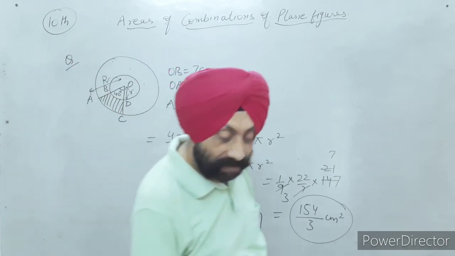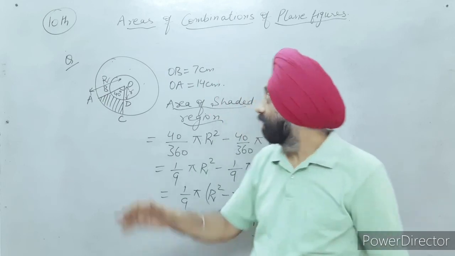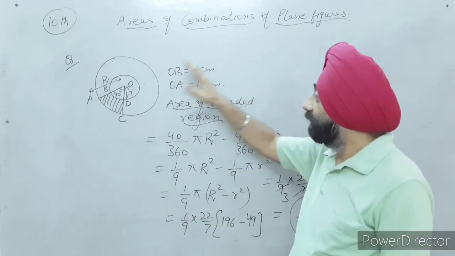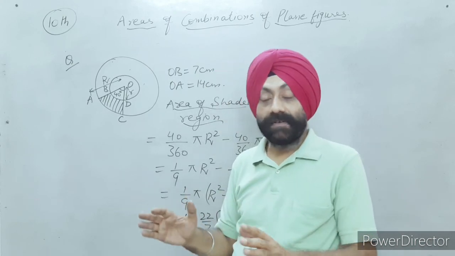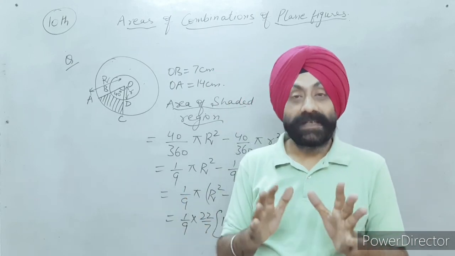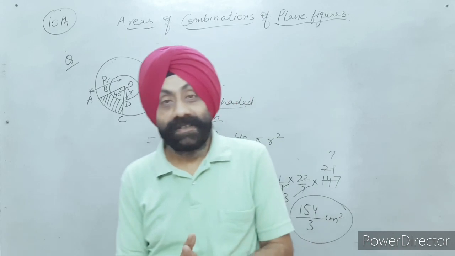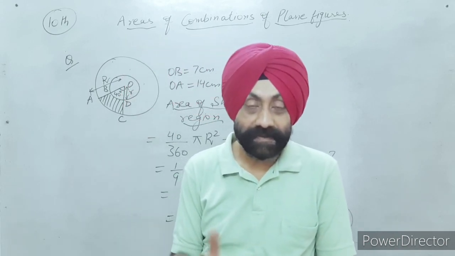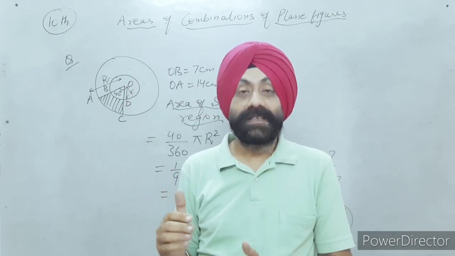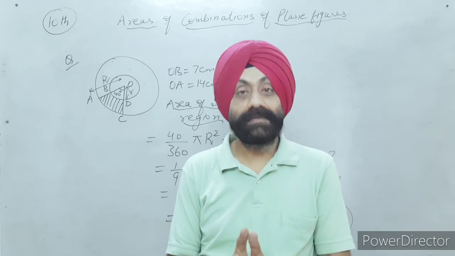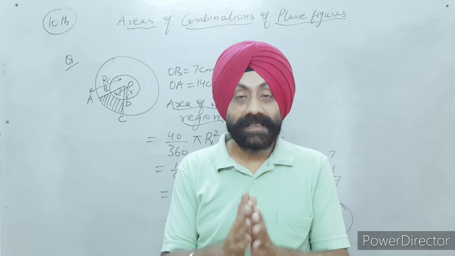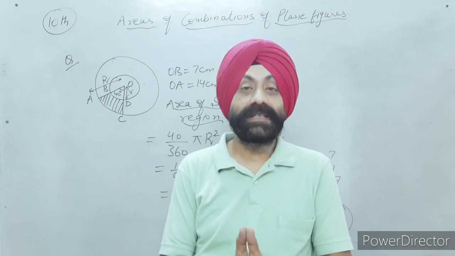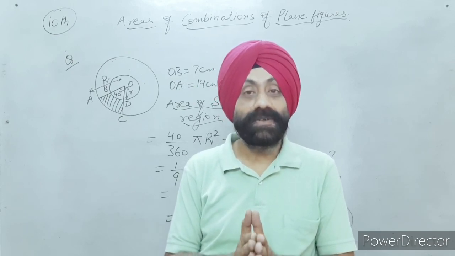This is the way how we find the area of combinations of plane figures. Few questions I have solved. I will solve more problem sums in my next lecture. Till then, keep on watching my videos from this chapter, right? Remember the formulas, remember the methods, just remember and study and solve as many questions as you can. Thank you very much.